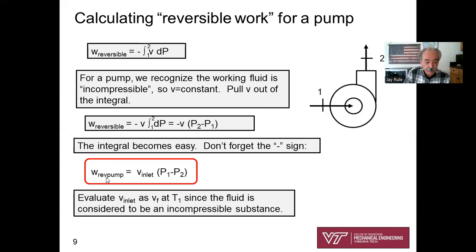So we'll move down to the next step. Work reversible for a pump is V inlet times P1 minus P2. I've absorbed the minus sign into the parentheses. This is a very powerful expression for the reversible work for a pump handling an incompressible fluid. Evaluate V inlet as Vf at T1. This is a refresher: remember that for any incompressible substance, the properties depend on the temperature of that substance, not the pressure. So we're going to evaluate V inlet as V sub f, saturated liquid, at T1. V sub f at T1.